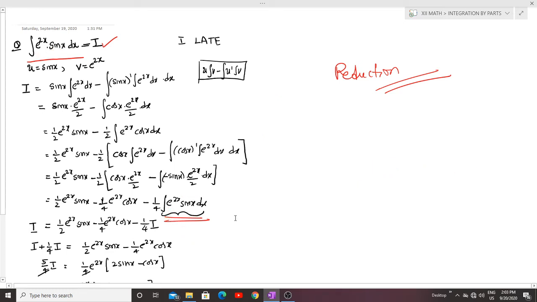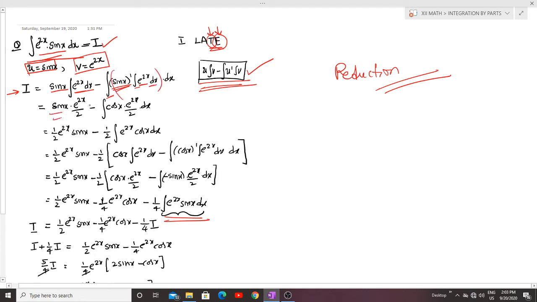Okay, look. So first of all, in this e power 2x into sin x, I should see that e power 2x is exponential, sin x is trigonometric. So t must be u, e must be v. So u is equal to sin x, v is equal to e power 2x. Then I is equal to, apply the formula, u integration v minus integration u dash integration v. The first function into the integration of the second function minus integration of the first function derivative into integration of the second function into dx into whole dx.